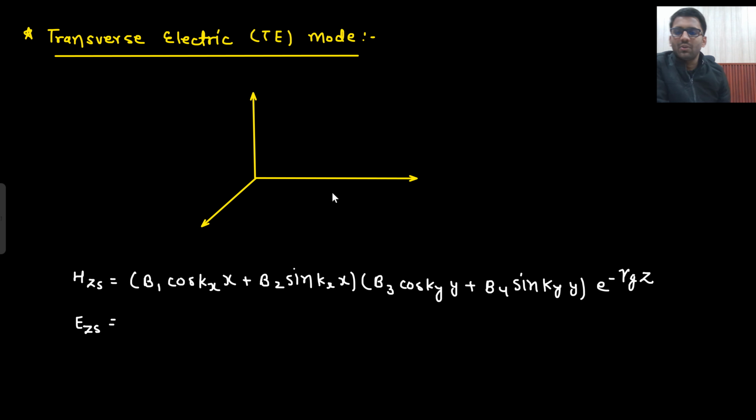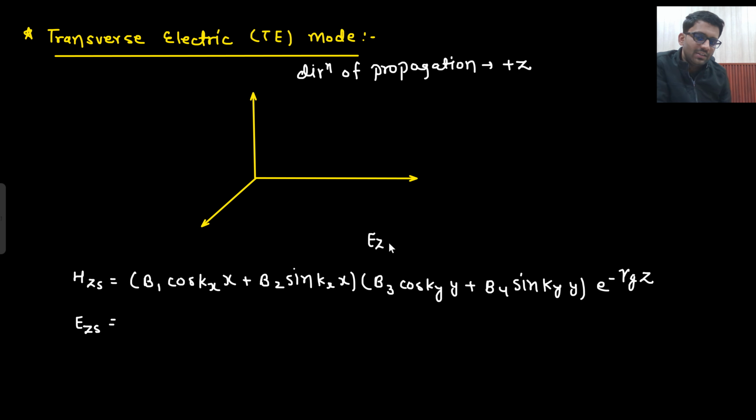Okay, let's start studying about transverse electric mode. So in transverse electric mode, what do you feel, what will happen? The direction of propagation we are always taking as positive z. So what is transverse now? Electric field is transverse. That means EZS will be 0 in the direction of propagation, but HZS will be non-zero. So EZS will be 0 and HZS will be as we have written.